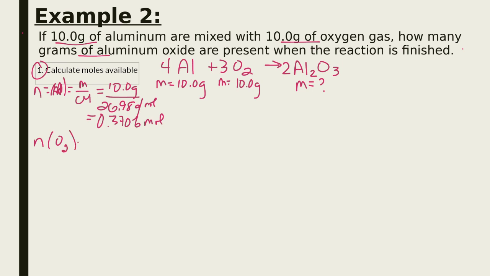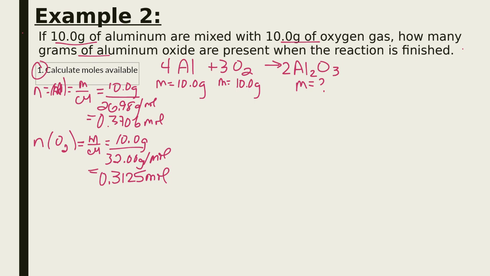We're going to do the same for oxygen. So we're going to figure out the moles of O2, mass divided by molar mass, still 10 grams. And then we're going to divide by 32 grams per mole. So you can never base a limiting reactant on grams because the atomic mass, right, or molar mass of all of these elements weighs different. You always have to calculate the moles in order to know which one is the limiting reactant. So here are the moles available of each of my reactants.